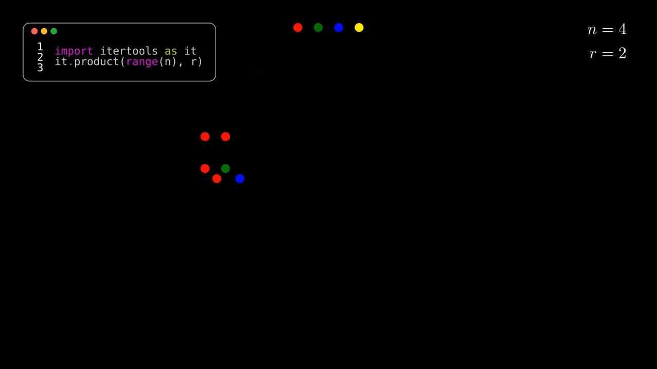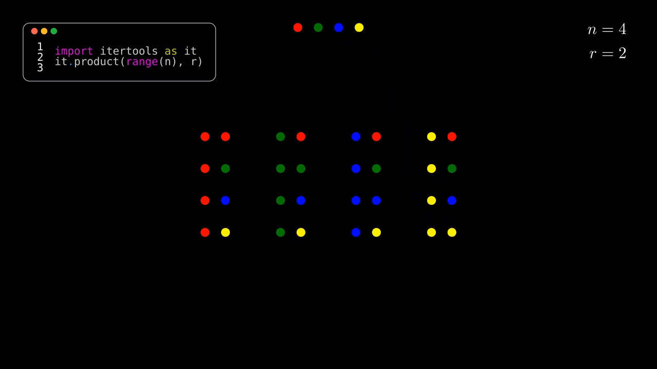Okay. So for the red, there's always going to be 4. For the green, there's always going to be 4. Likewise, for blue, and likewise for yellow. Okay, so order matters, and we can repeat. So the way to calculate is just n to the power r. So in this case, 4 to the power 2.